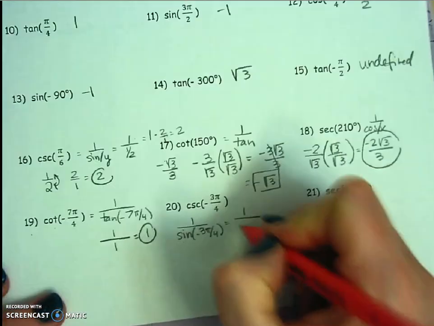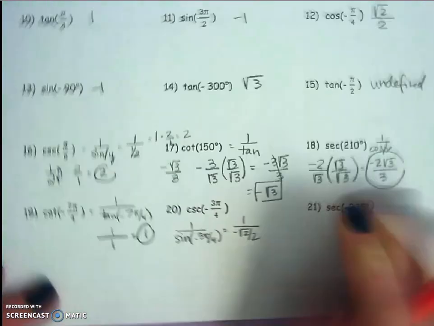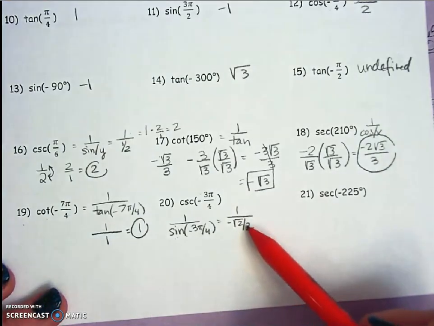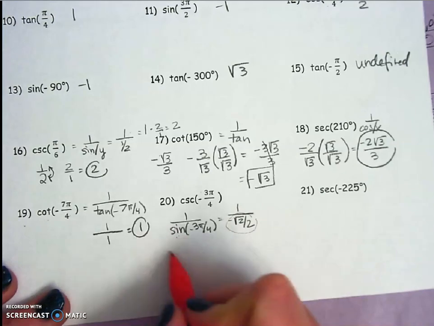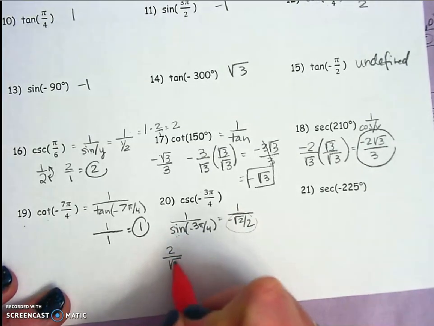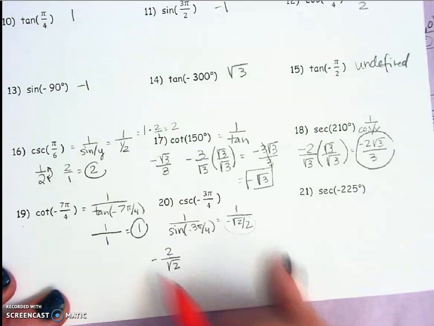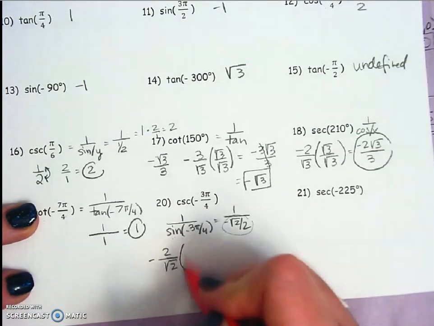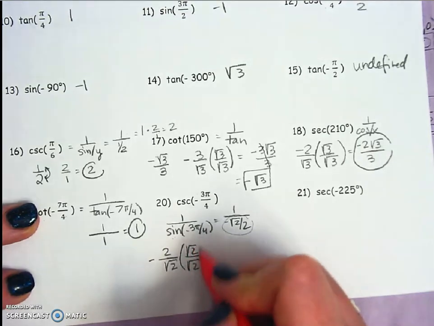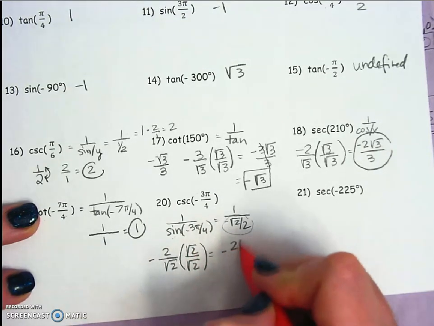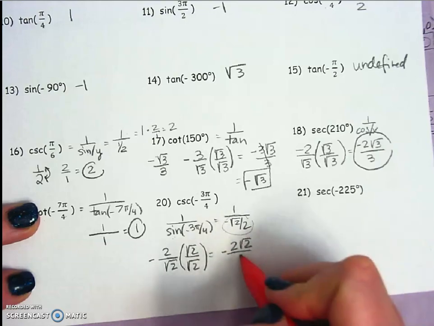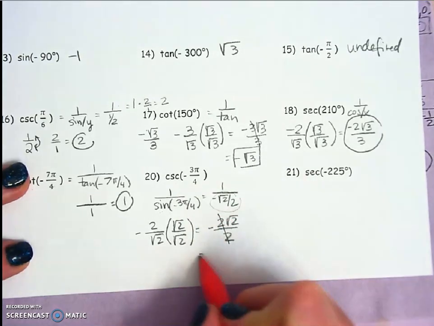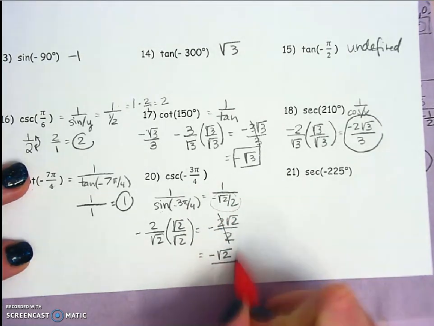So technically I have 1 over negative square root of 2 over 2, which means multiplying by the reciprocal. So you're really just going to take this and flip it. So 2 over rad 2. You can keep the negative in the bottom, top, or out front. They're all the same. So now we rationalize. And I've got -2 rad 2 over 2. And this is where we do have a fraction that cancels. 2 divided by 2 is 1. And my final answer is negative rad 2.